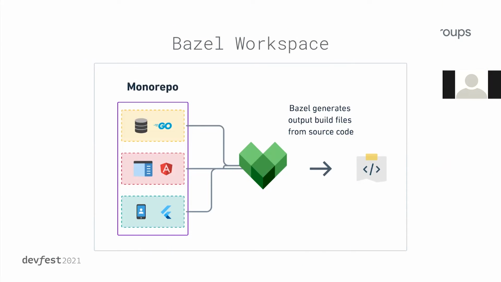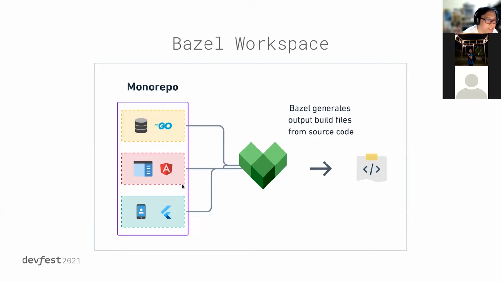There are, I would say, three. For this presentation, I've added three main points for the three main features of Bazel. So one is the Bazel workspace. This is how we add our rules and how we structure our code base.